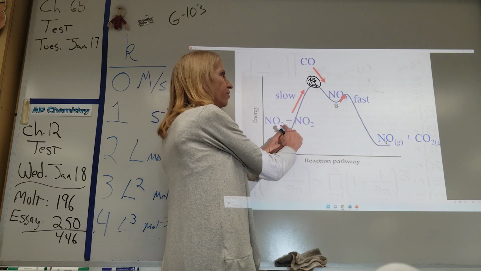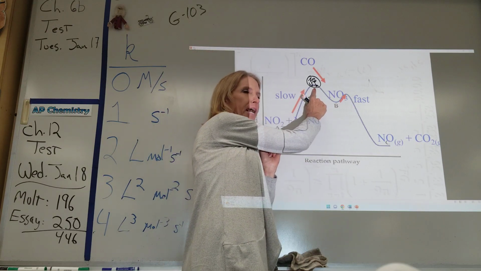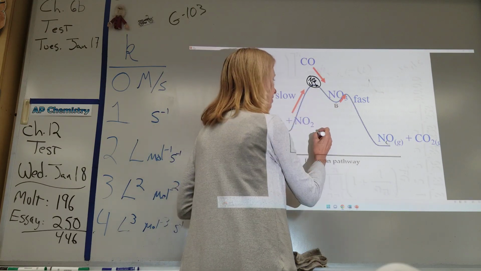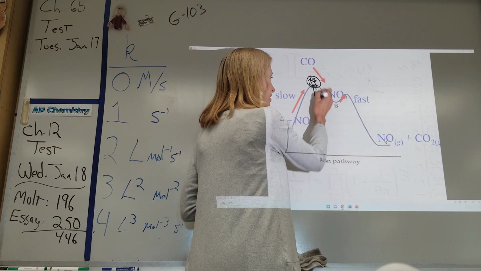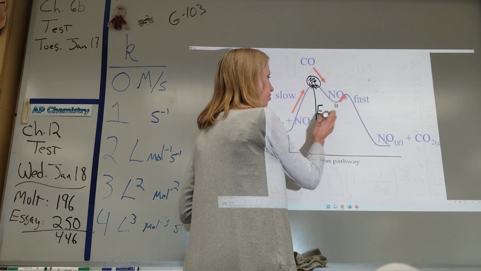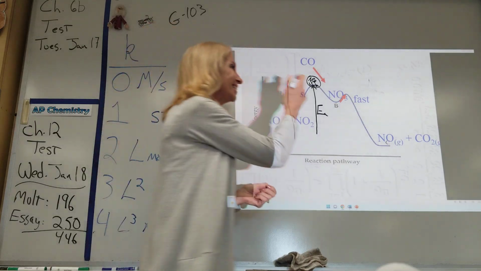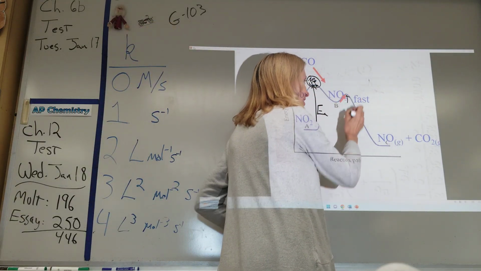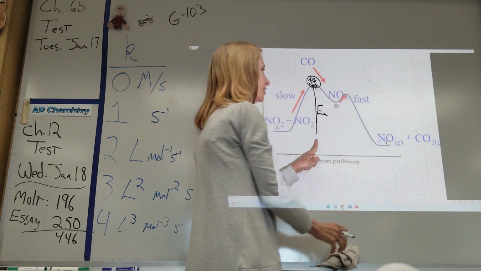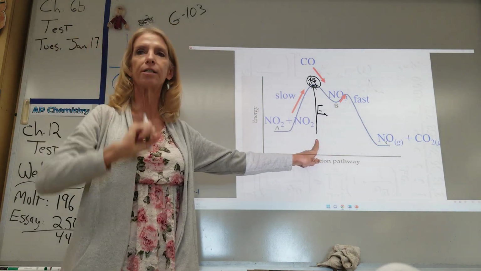Okay, so again, all we're doing is graphing the reaction mechanism. Collision number 1, forming a very, very unstable activated complex. Label this, guys. This is the activation energy. This is not the activation energy. This is the activation energy. It's called the rate determining step.